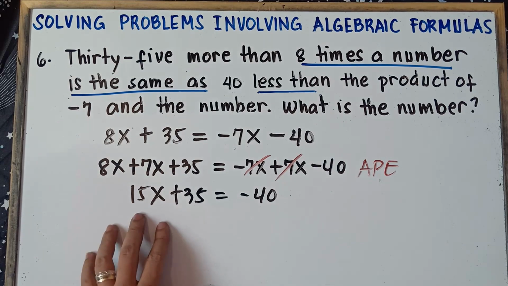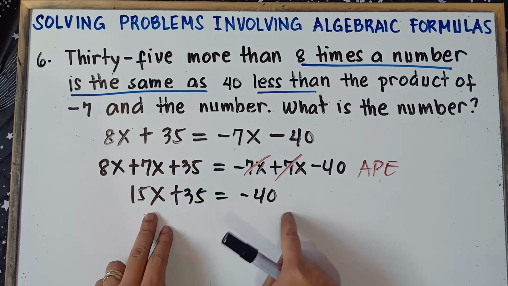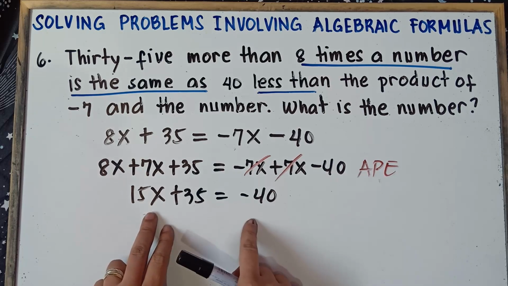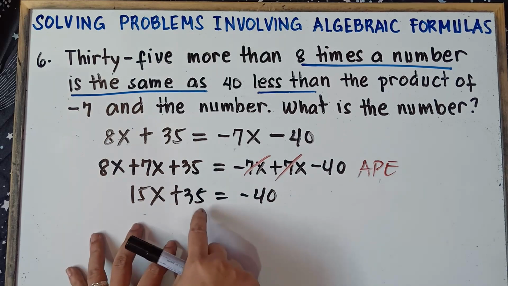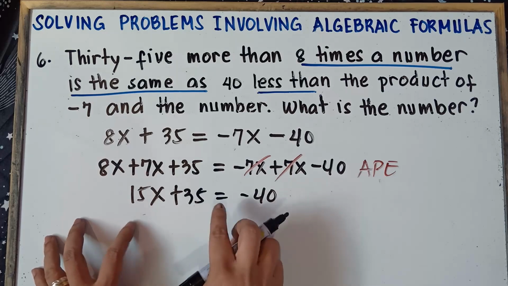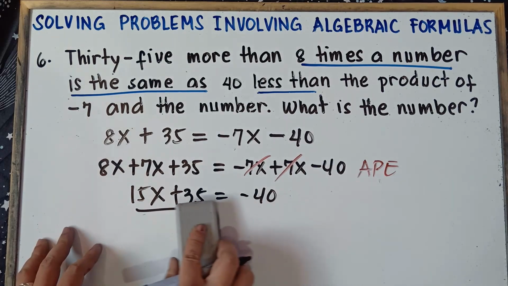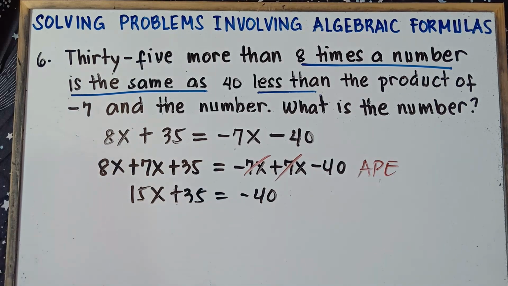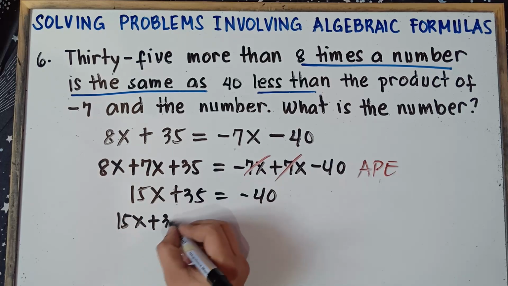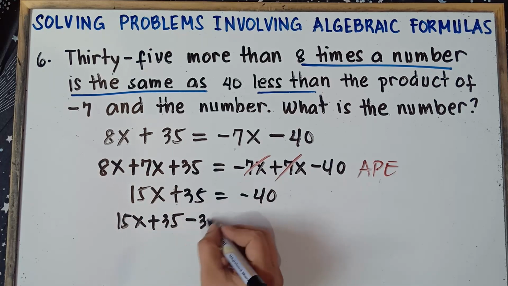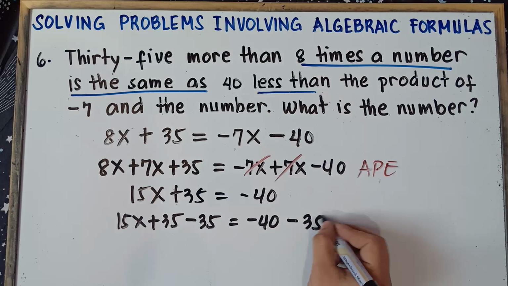The left side of this equal sign, class, will be only x. Therefore, we need to subtract both sides by 35. Sir, why do we need to subtract both sides by 35? So that we can cancel this out, and the remaining on the left side of this equal sign will be only 15x. So subtract both sides by 35. So this will be 15x plus 35 minus 35 equals negative 40 minus 35.